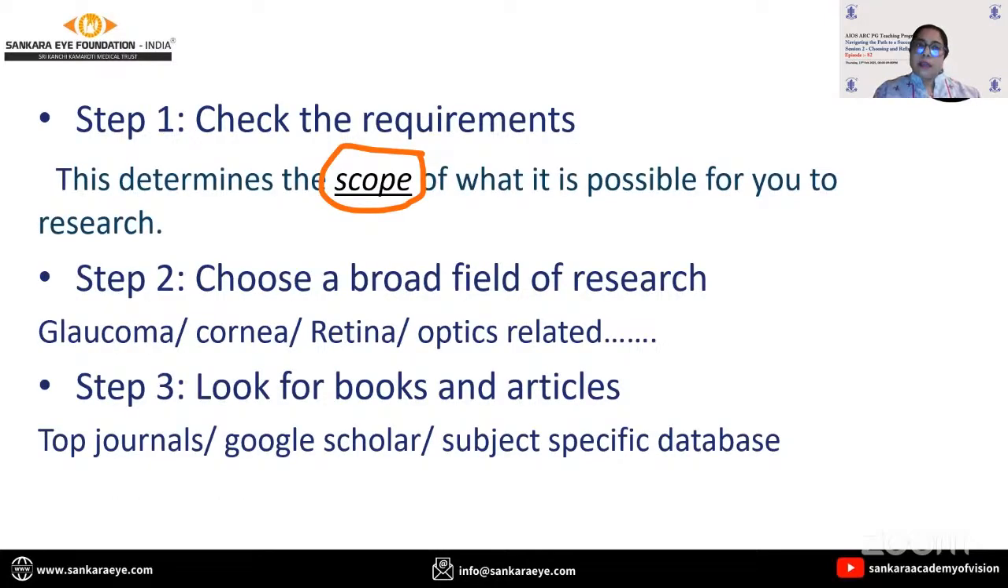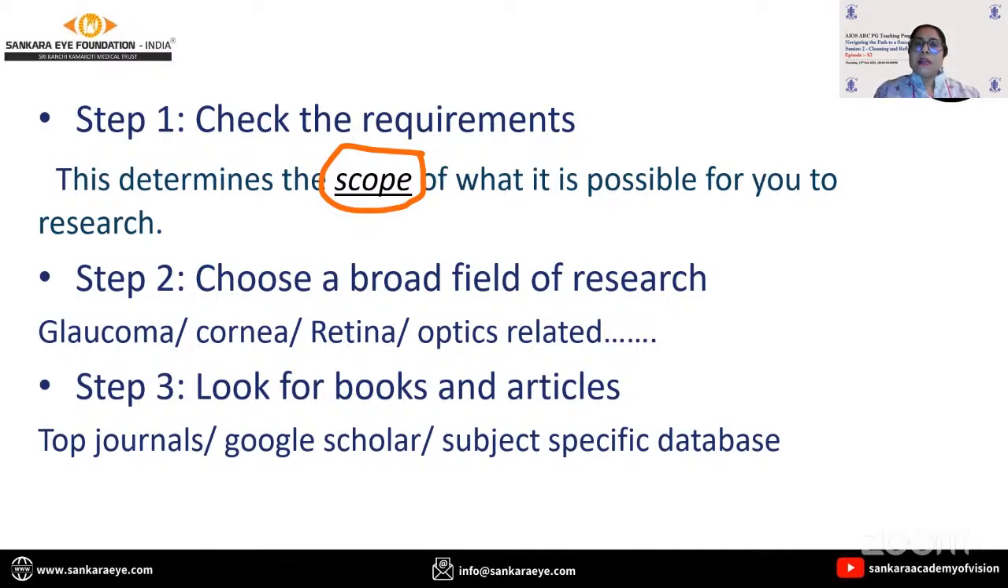So when we go step by step, first of all, check the requirements. This determines the scope. What do you mean by scope? Many of you must have gone through some of the journals where they tell you the scope of the journal. What is in and what is out of the scope of the particular research topic? First and foremost, that should be understood. After that, choose a broad field of research. Say for ophthalmology, you can choose any of the departments like glaucoma, cornea, retina, optics, any of these.